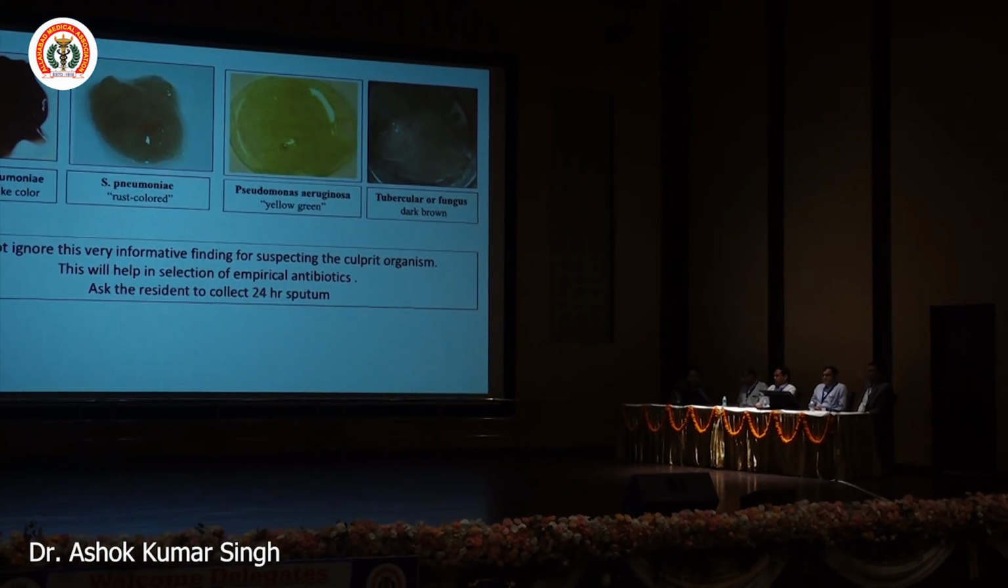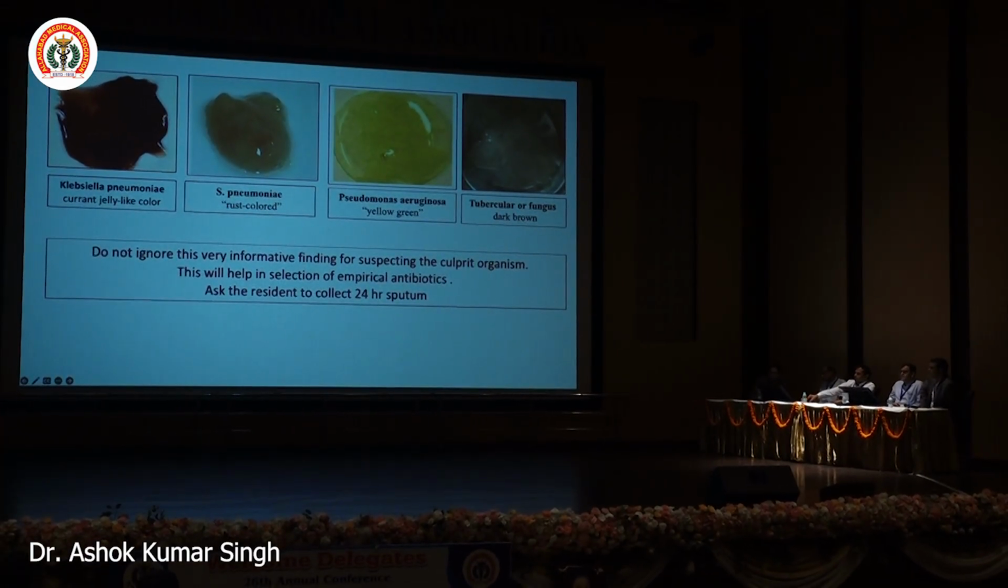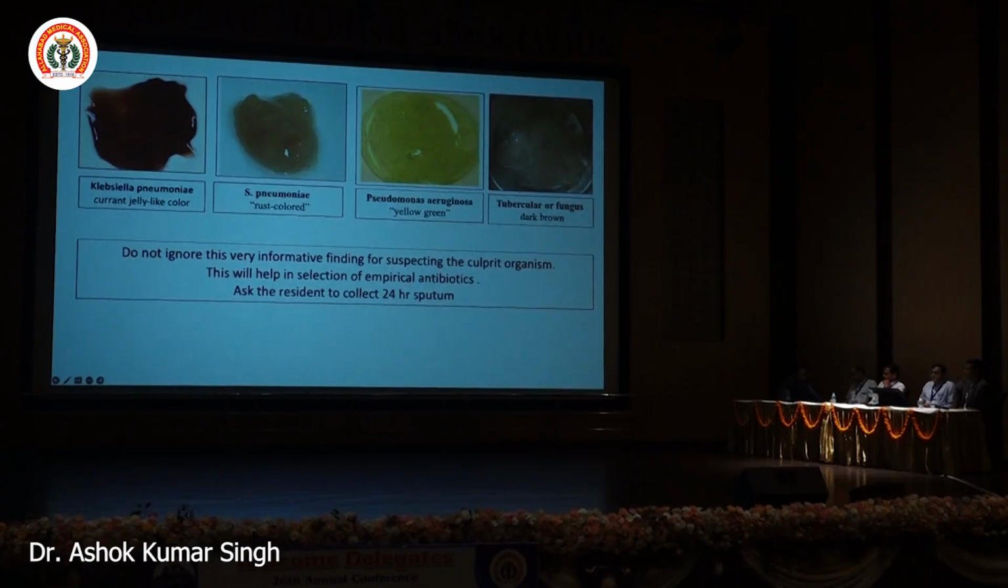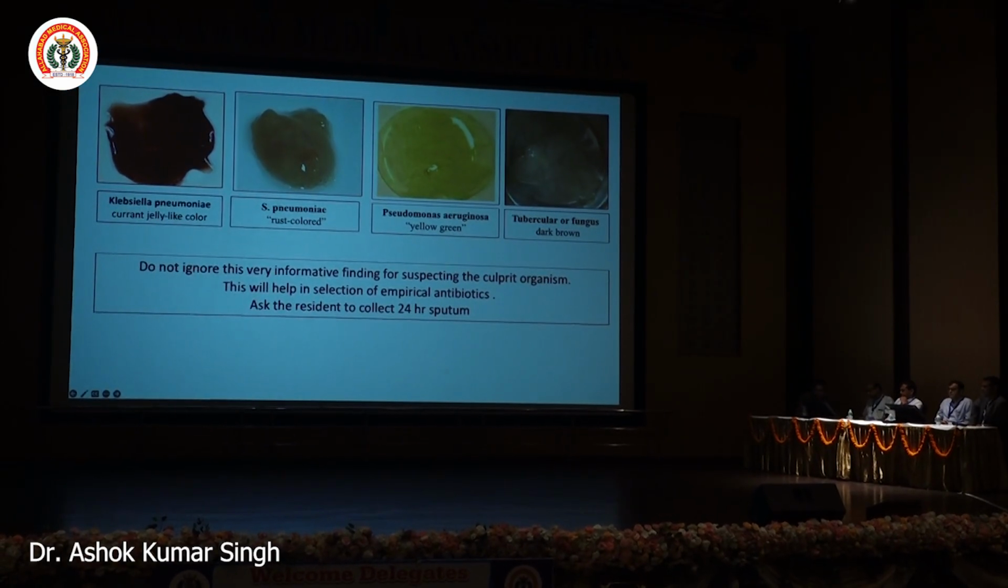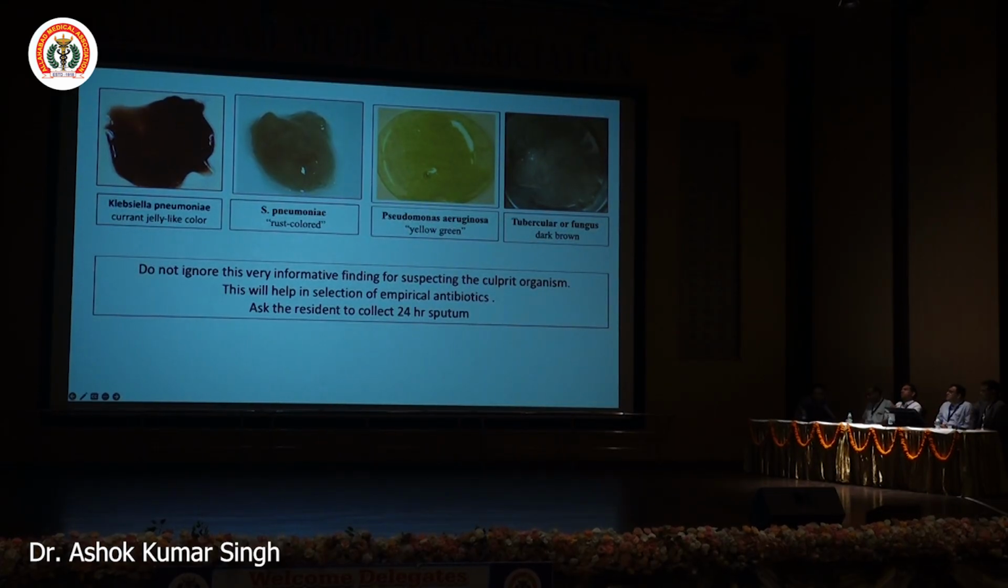Like in the case of Klebsiella pneumoniae, the sputum is currant jelly-like. Sometimes we get confused, thinking the patient is having hemoptysis, but this is not hemoptysis. In the case of Streptococcus pneumoniae, which is the most common organism, the color of the sputum is rusty. Dark yellow or greenish is Pseudomonas, and blackish is most of the time fungus or tubercular. So just by seeing the color of the sputum, we can suspect the possible organism, and that will help in starting the antibiotics, although the culture of the sputum is not very specific.